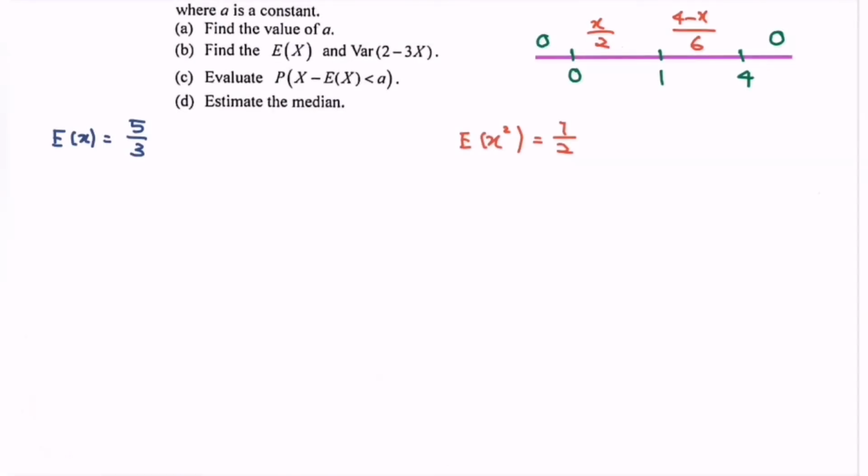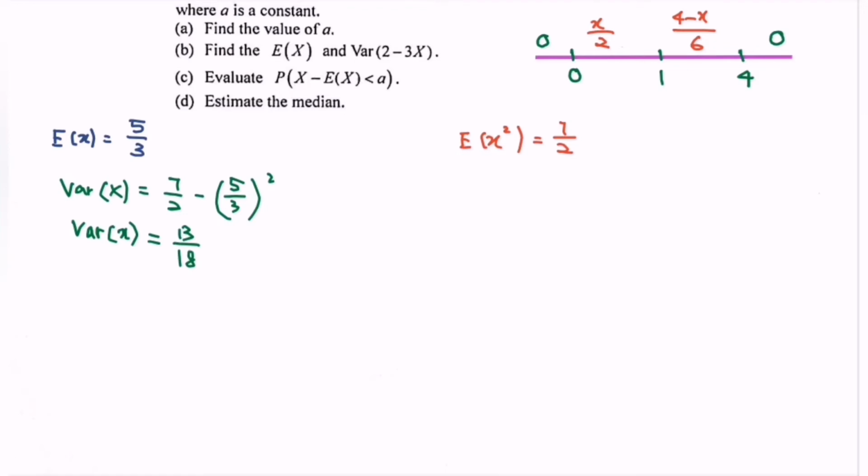Kindly refer to part b. We already found the expectation E(X), which is 5 over 3. Next is to find the variance, where we will have 7 over 2 minus (5 over 3) squared. So finally, the variance is equal to 13 over 18.